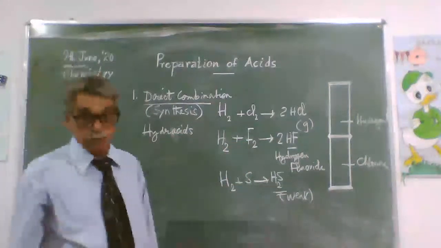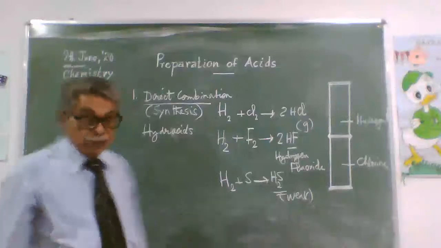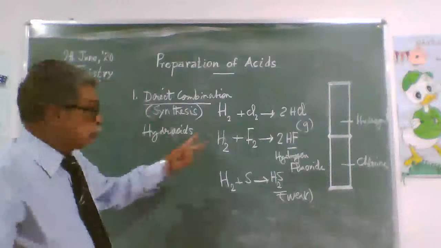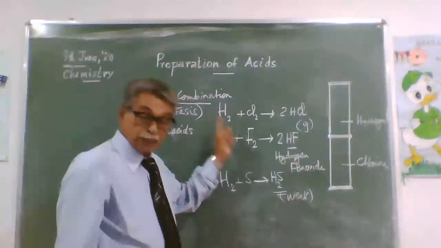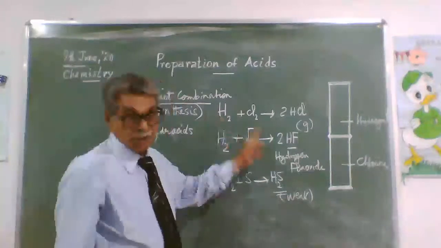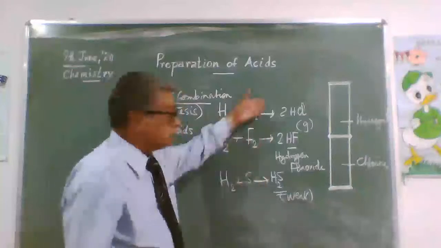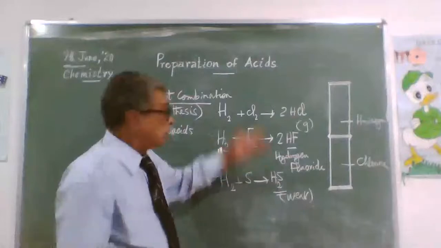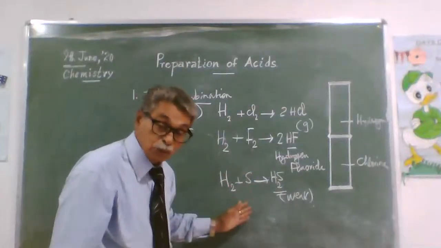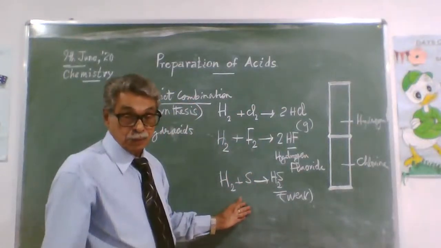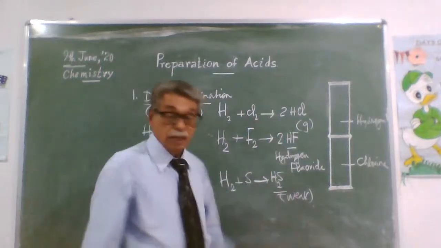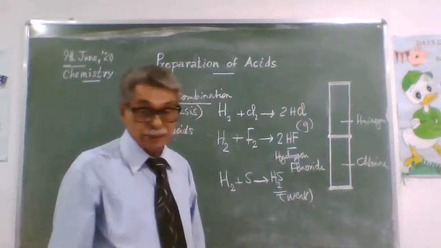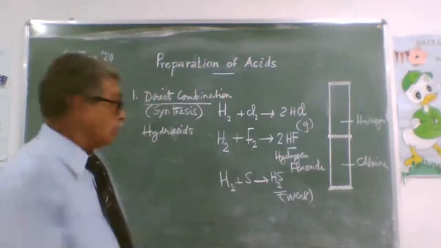Are you clear? I hope you understood. This is called direct combination or synthesis. Two elements combine, one of them necessarily hydrogen. Some conditions are to be satisfied. Sometimes it will take low temperatures, sometimes diffuse sunlight is required, or boiling is required. Accordingly you can get acids. So this is the first method of preparing acids. Are you clear?